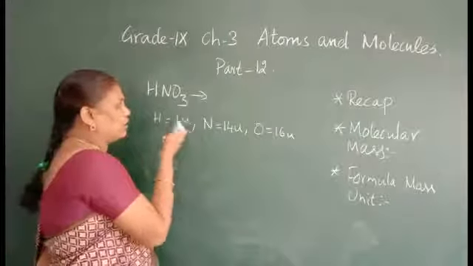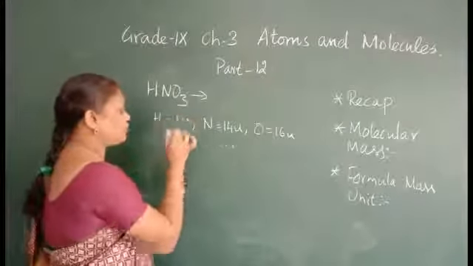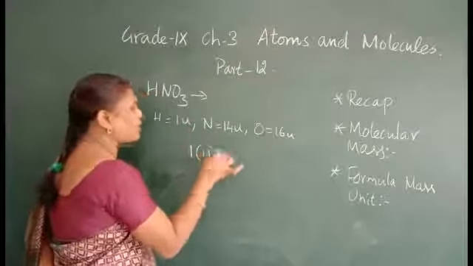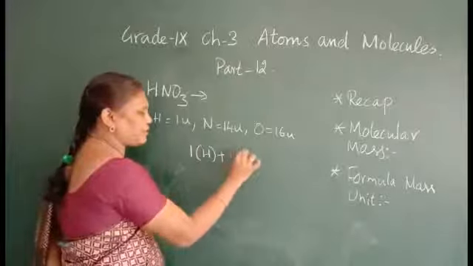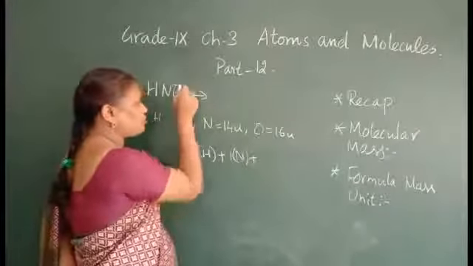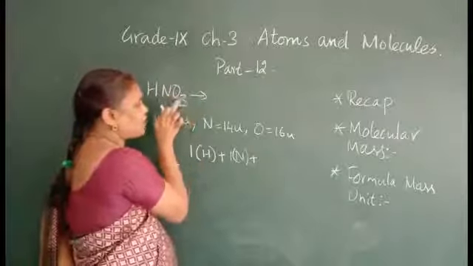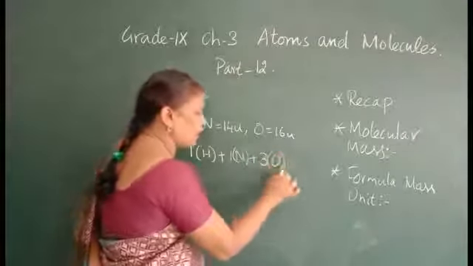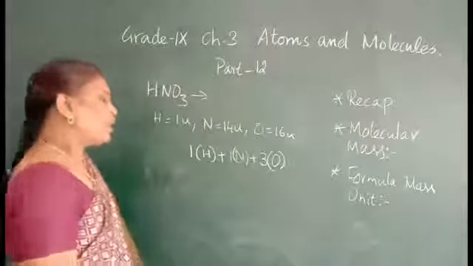Now we have to calculate. How many hydrogen? 1 hydrogen. How many nitrogen? 1 nitrogen. No problem. How many oxygen are there? If it is given like this, the 3 is only for oxygen. So how many oxygen atoms? 3 oxygen atoms.